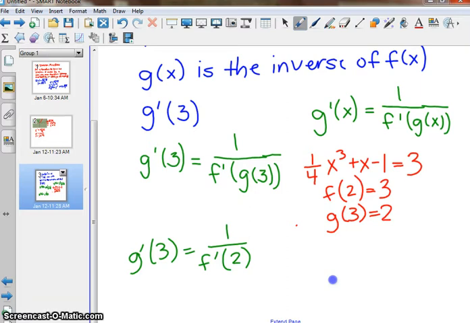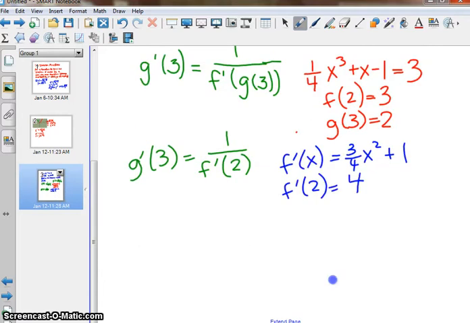So I can find f prime of x by using the power rule. It will be 3/4 x squared plus 1. I plug in 2. 2 squared is 4, times 3/4 will be 3, plus 1 will be 4. So I plug in 4 for that value. So the derivative of the inverse at 3 is 1/4.